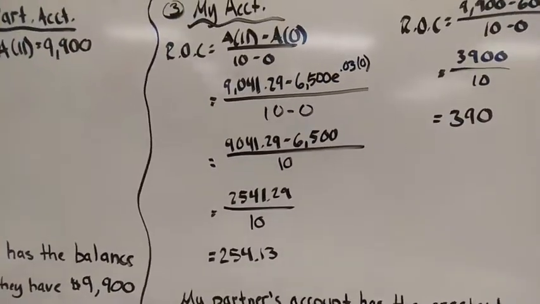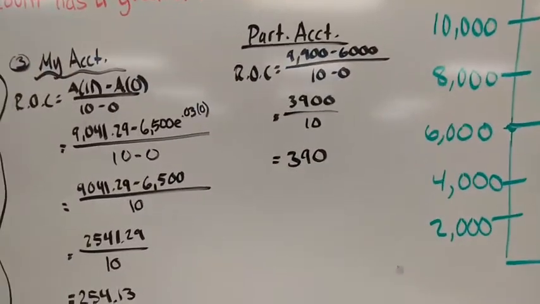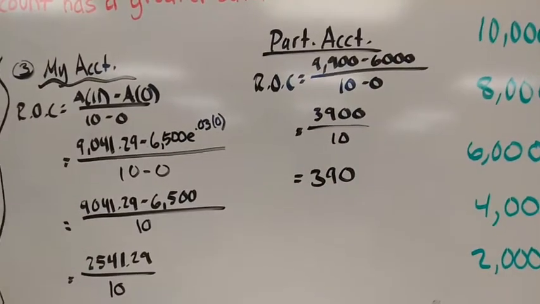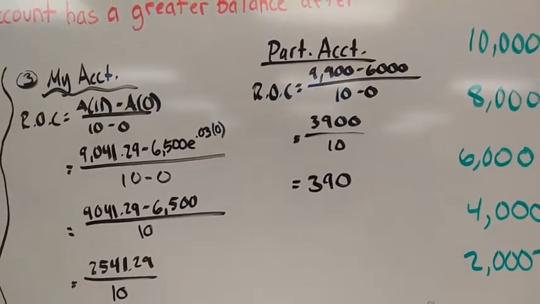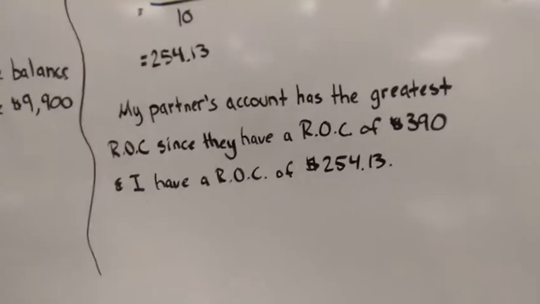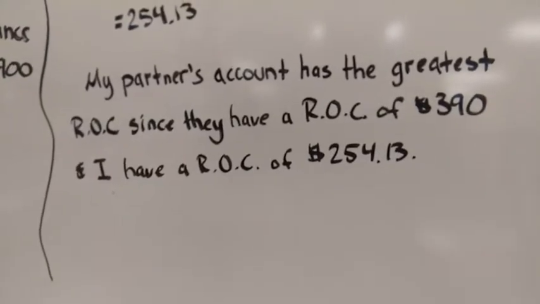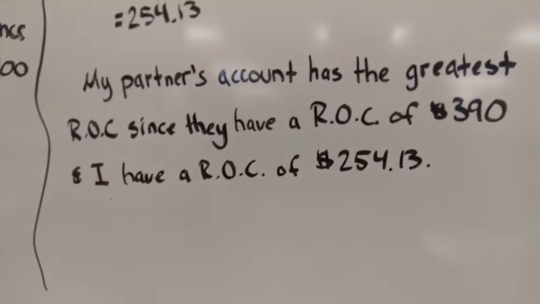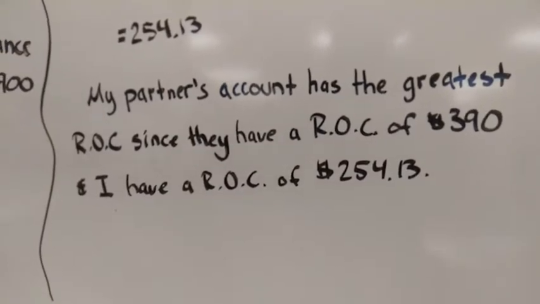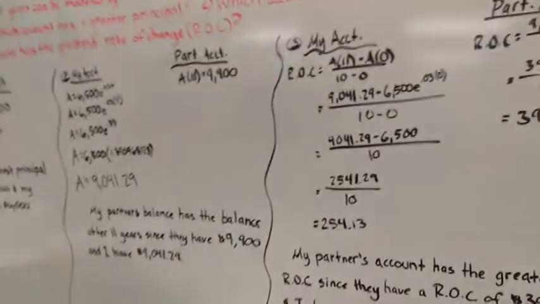Subtract 6,000 from 9,900 and your answer will be 3,900. Divide 3,900 by 10 and your final answer should be 390. Your final answer is, my partner's account has the greatest rate of change, since they have a rate of change of $390 and I have a rate of change of $254.13. Hopefully you learned something from this lesson. I tried my best. Have a good day, everyone.